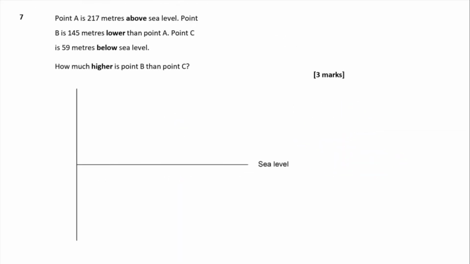Question 7. Point A is 217 meters above sea level. Point B is 145 meters lower than point A, and point C is 59 meters below sea level.